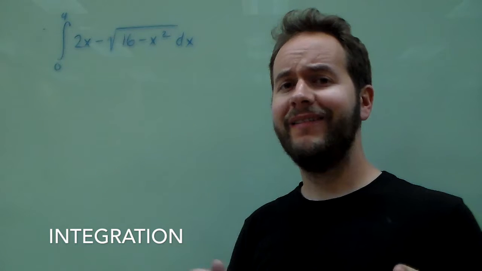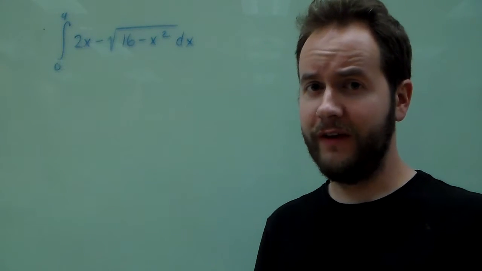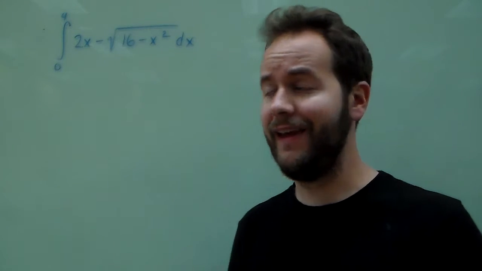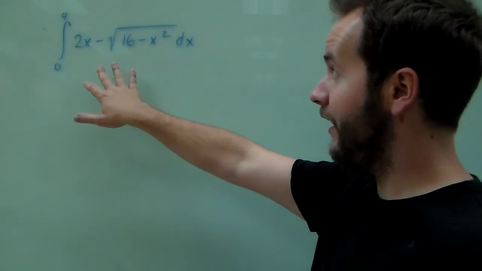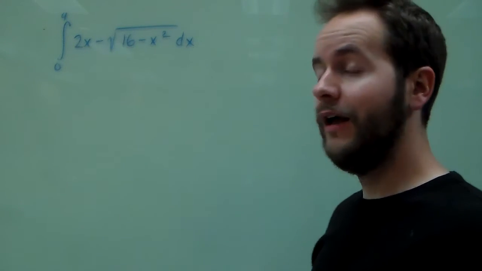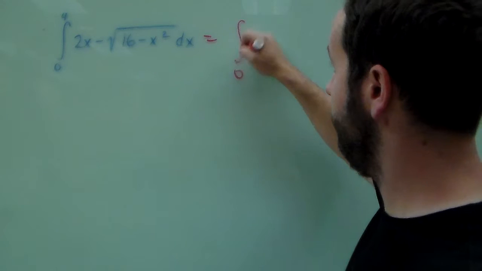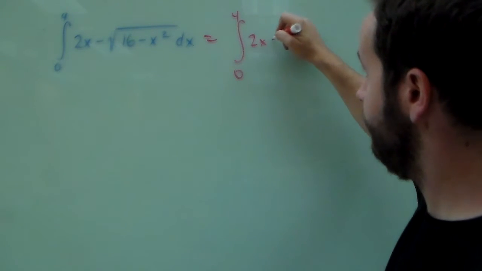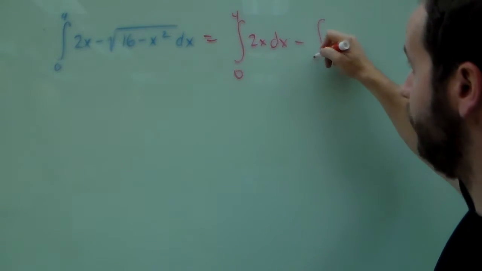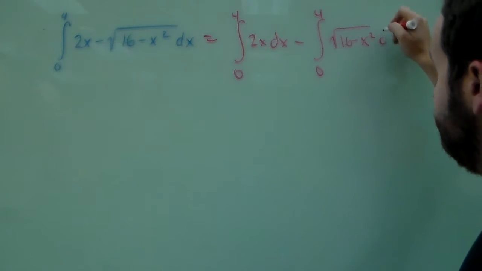Okay, so the thing about a definite integral is it gives you the net area under the curve. So keep that in mind. When asked to find the area, or the integral of 2x minus square root of 16 minus x squared here, I'm going to split this up into 2 different integrals. One of these integrals goes from 0 to 4 of just 2x, and the other integral goes from 0 to 4 of square root of 16 minus x squared.